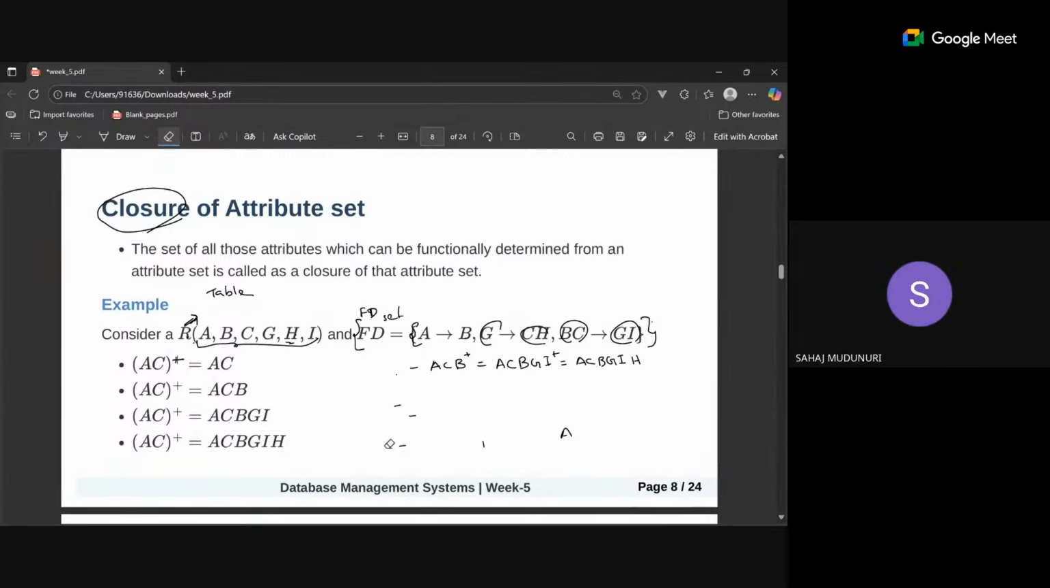So here we are saying that AC+ means everything in it is functionally dependent on A and C both. And every subset of AC, B, G, I, H is a part of AC+. Is that a correct statement? Yes, yes. Got it, sir. Thank you.